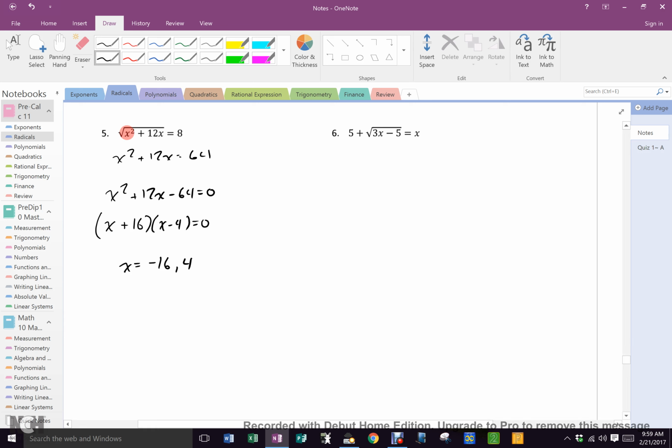4 works. Let's see. 16 plus 12 times 4 is 48. 16 and 48 is 64. Is the square root of 64 8? Yeah, sure. 16 squared is 256. Plus 192 is... or 256 minus 192 is what? 256 minus 192 is 64. Right, it is 64. What's the square root of 64? 8. They both work.